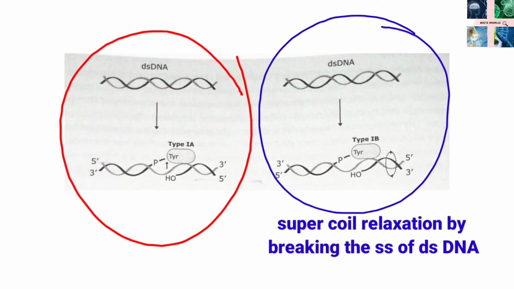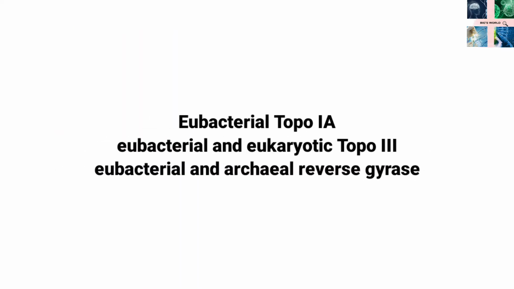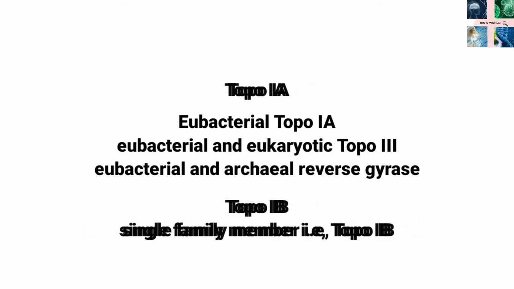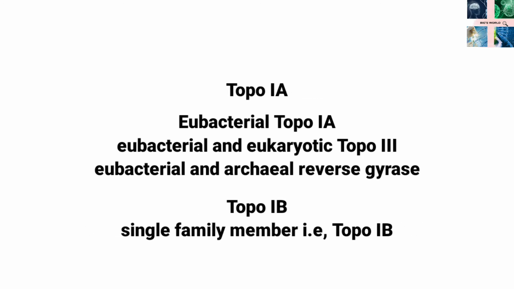Topoisomerase 1A comprises three distinct phases, that is eubacterial topo 1A, then eubacterial and eukaryotic topo 3, and then eubacterial and archaeal reverse gyrase. These enzymes are primarily responsible for relaxing positively and negatively supercoiled DNA, except for reverse gyrase, whereas type 1B appears to be represented by a single family member, that is Topo 1B.